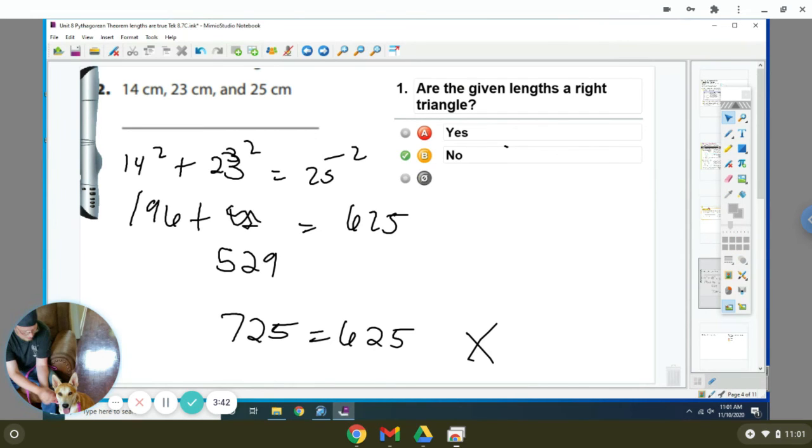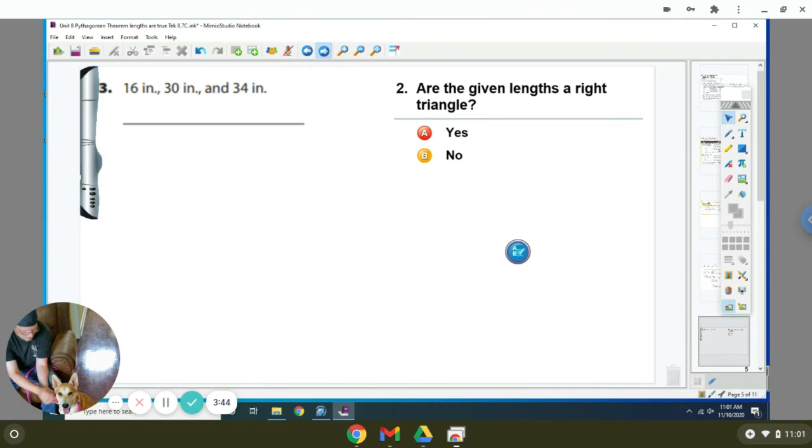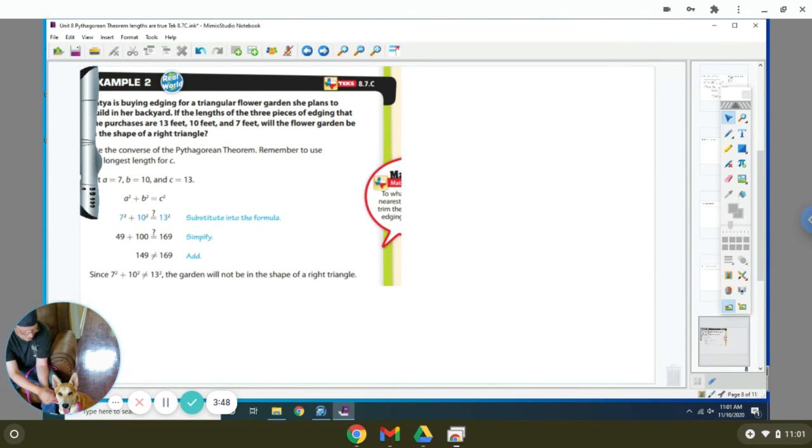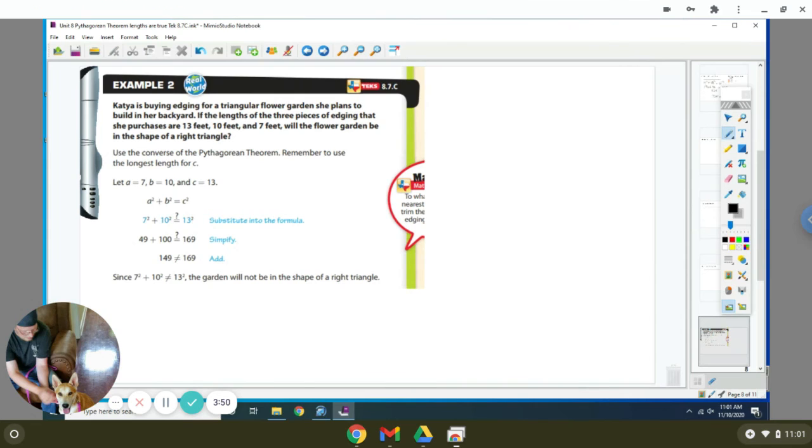All right, and that's basically what we're going to be doing today. Let me go on down to a couple examples about word problems. Katia is buying edging for a triangular flower garden. She plans to build it in her backyard. If the lengths of the 3 pieces of edging she purchases are 13, 10, and 7, is the flower garden in the shape of a right triangle?